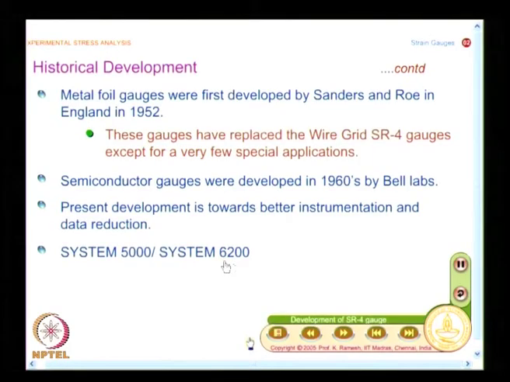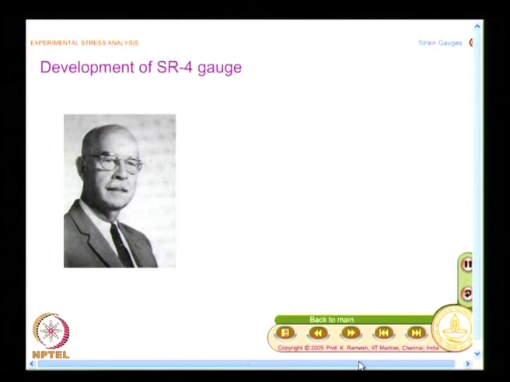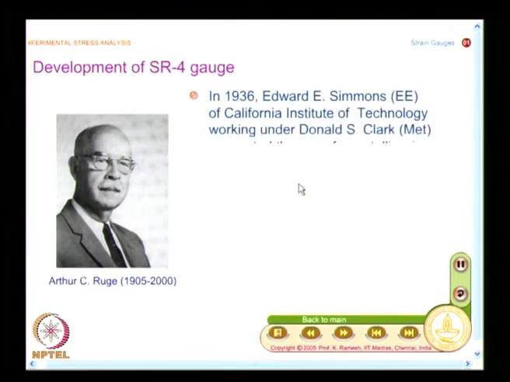And one of the earliest in that step was by Vishay Measurements Group. They have come out with System 5000, System 6200. Now, they have 7000 also. So, these numbers keep improving in terms of accuracy, in terms of number of channels, in terms of speed. So, you see a development on instrumentation. And it is worth noting what contributed to the development of the SR4 gauge.